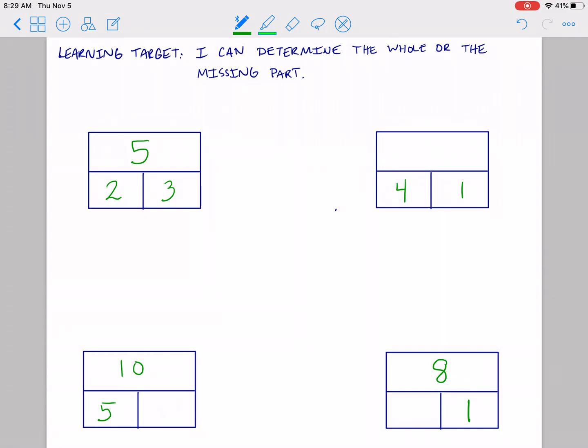We are going to work on a skill today that will help us with word problems, which we are going to be focusing on soon. So, our learning target says I can determine the whole or the missing part. Now, you all probably saw these type of things in first grade. We're going to talk about them today. They're a part whole model. And what we want to think about is how when we're adding and subtracting, all that we're really doing is putting parts together or taking a whole and breaking that whole into parts. And we can use this chart to help us identify which way we need to go with that.